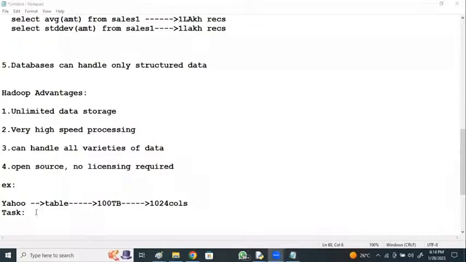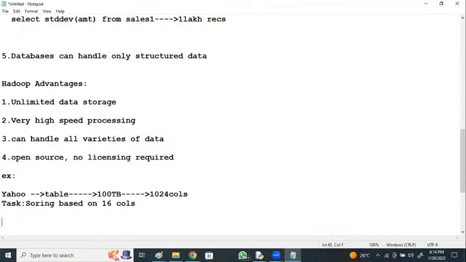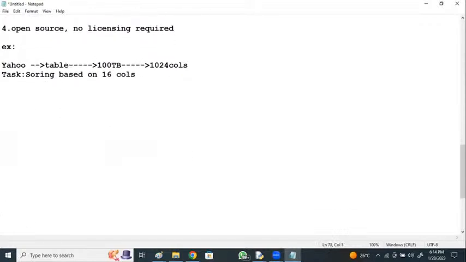Yeah, the task is sorting based on 16 columns, right? What is the time taken by various databases? First one, Oracle has taken nearly 3.5 days to process this.